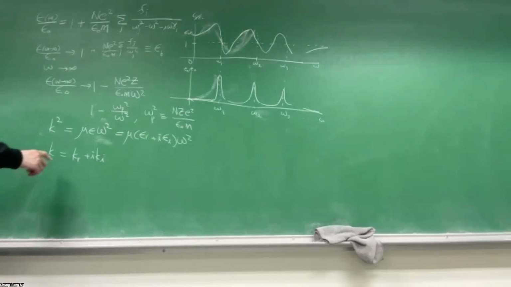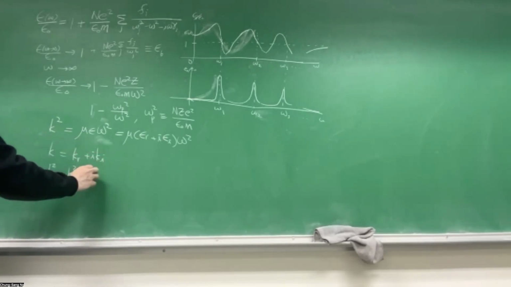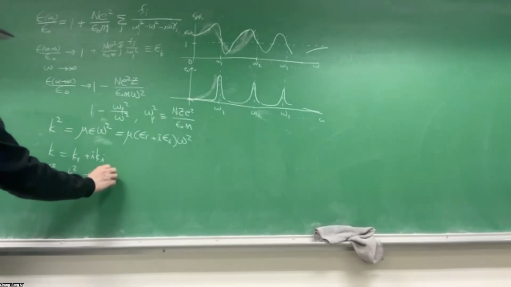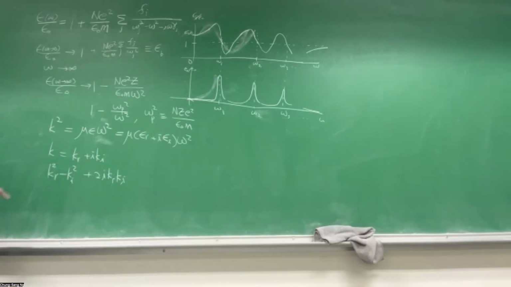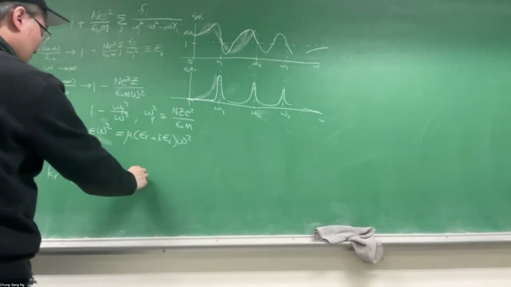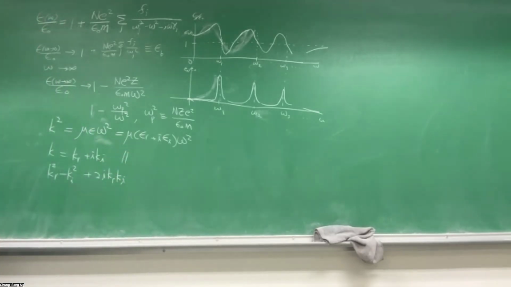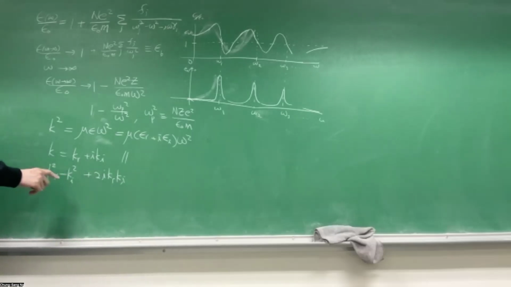Okay, and you substitute that into here, you get the real part is k_r squared minus k_i squared, and the imaginary part is 2i k_r k_i. Right. So that is k squared, and so that equals to this one. Okay, that means there are two equations actually, because you have a real part and an imaginary part. They need to be satisfied separately.